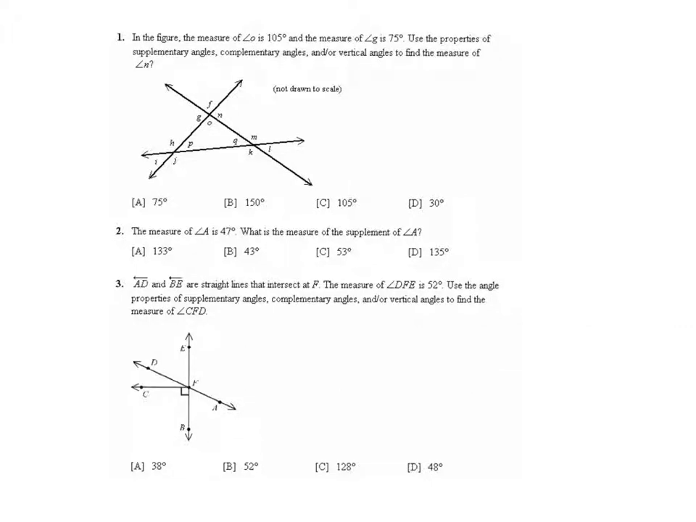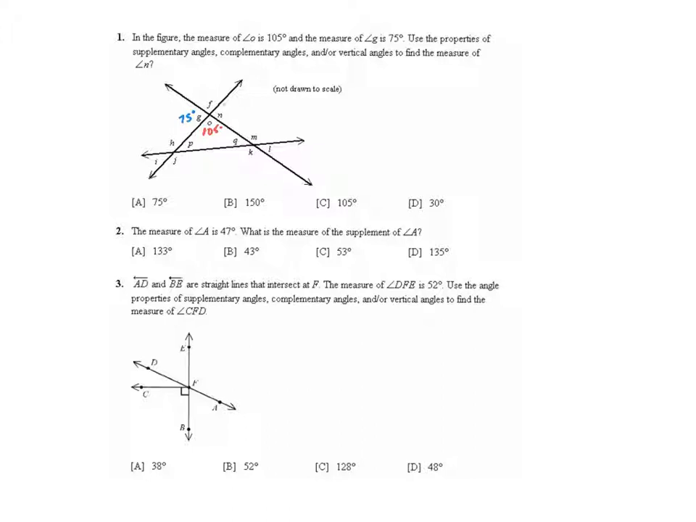In this video, I'm going to show some examples of how to use angle relationships to find the exact measure of given angles. Question 1 says, in the figure, the measure of angle O is 105 degrees. I'm going to go ahead and label that. And the measure of angle G is 75 degrees. I'll label that as well. Use the properties of supplementary angles, complementary angles, and/or vertical angles to find the measure of angle N.